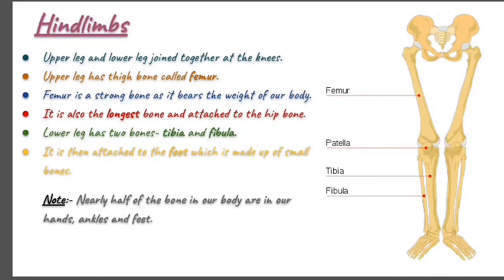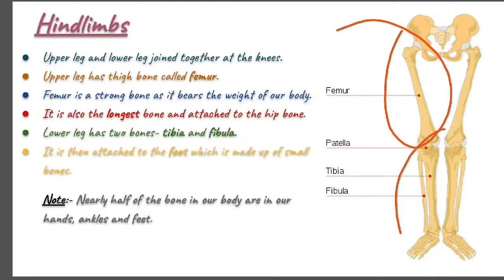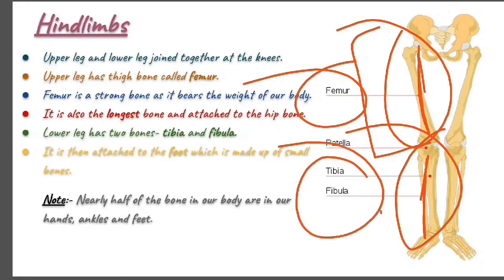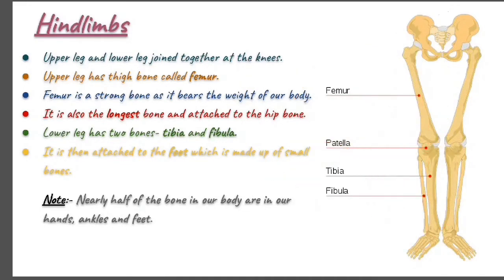Just like your forelimb, here we have an upper leg and a lower leg. The humerus was the bone of your upper arm; here the femur is the bone of your upper leg. Again we have two bones just like the radius and ulna: here we have the tibia and fibula. So the hindlimbs have a structure just like the forelimbs, and only the names of the bones are different.